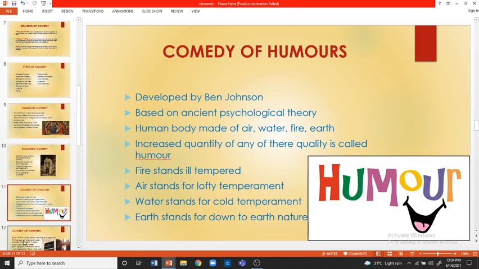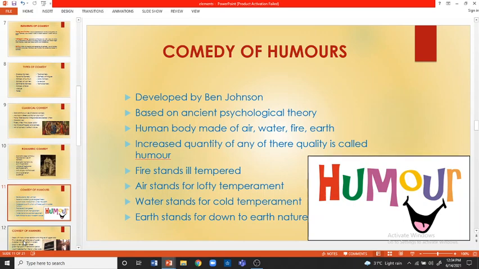Comedy of humours. The third type of comedy is the comedy of humours. This type of comedy was developed by Ben Jonson. It is based on an ancient psychological theory. He is a pre-Elizabethan writer, or maybe both pre-Elizabethan and Elizabethan, and he developed this type of comedy.